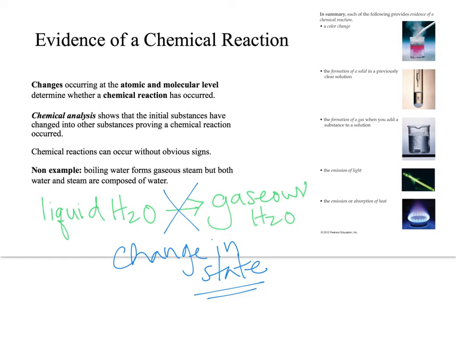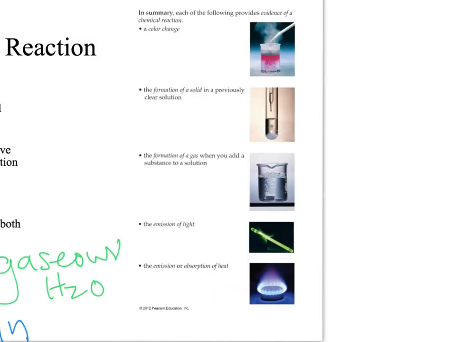So if you don't have the benefit of being able to do a chemical analysis, what are some of the clues that a chemical reaction has taken place? On this side of the slide, I have examples of different forms of evidence that might suggest that a chemical reaction has taken place. First of all, a color change. If you get a change in color, so maybe a liquid going from having no color to a color, that would be an example of evidence of a chemical reaction.